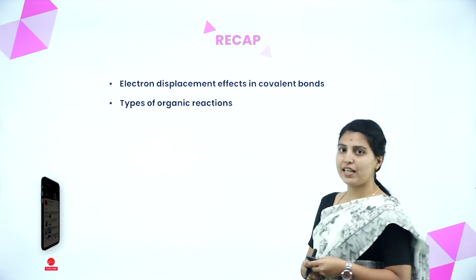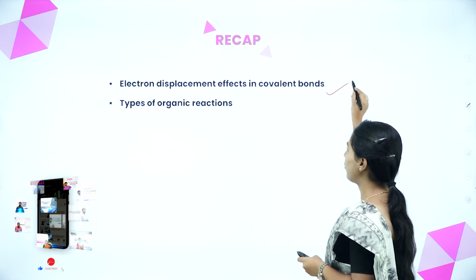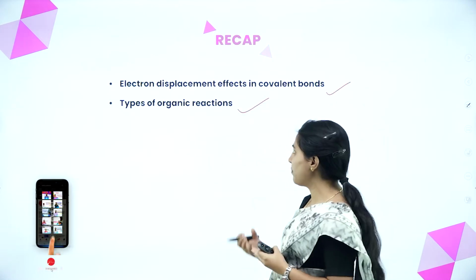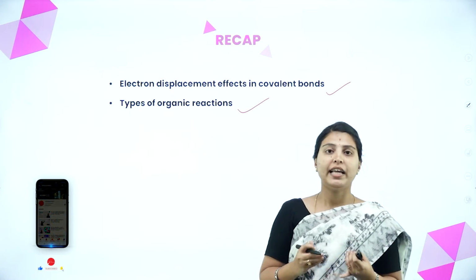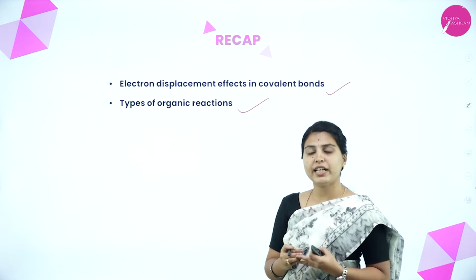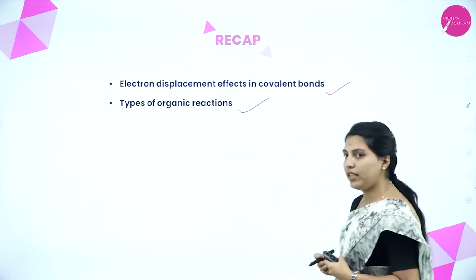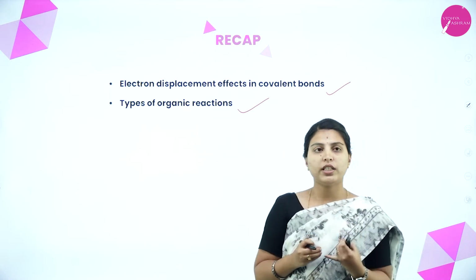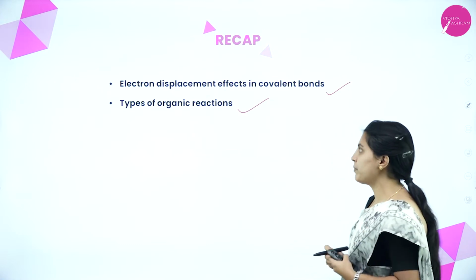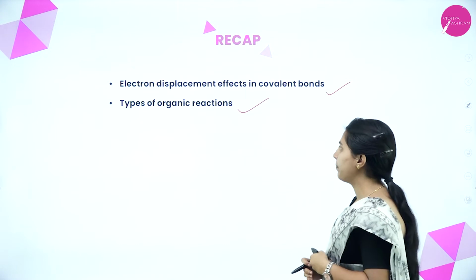In the last class, we discussed electron displacement effects in covalent bonds and types of organic reactions. The types of electron displacement effects are the inductive effect and the resonance effect, like the mesomeric effect. We have seen every kind of effect in the last session, as well as addition reaction, elimination and substitution. These are all the types of organic reactions we have seen in detail.